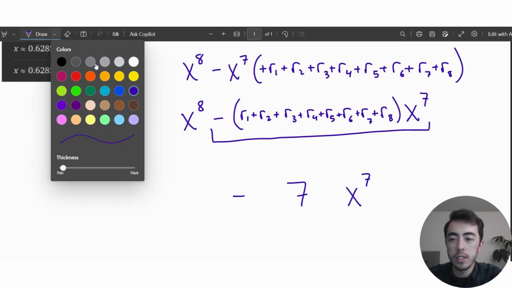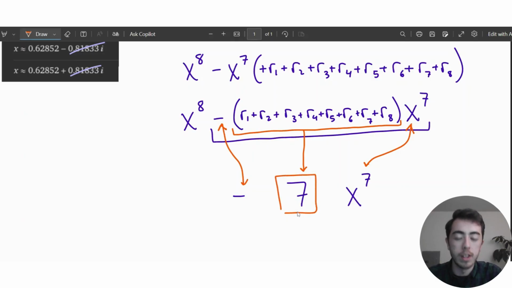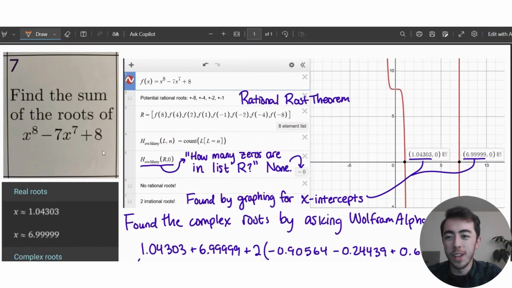And everything just kind of lines up. This minus sign is right here. This x to the 7th is right here. So the sum of all of my roots has to be this 7 right here. So you don't even need to know what all of these roots are to find their sum. Kind of strange. But that 7, the answer to this problem, was hiding right here in the problem secretly. This was the answer to this question.